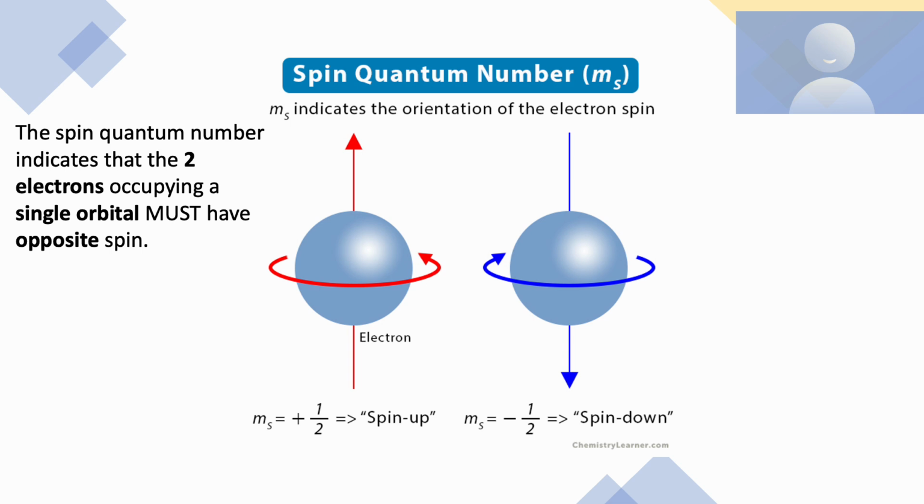Finally, for your spin quantum number, the spin quantum number indicates that 2 electrons, how we talked about every single orbital can only hold 2 electrons, those 2 electrons have to have opposite spins. And this comes from the Pauli exclusion principle.